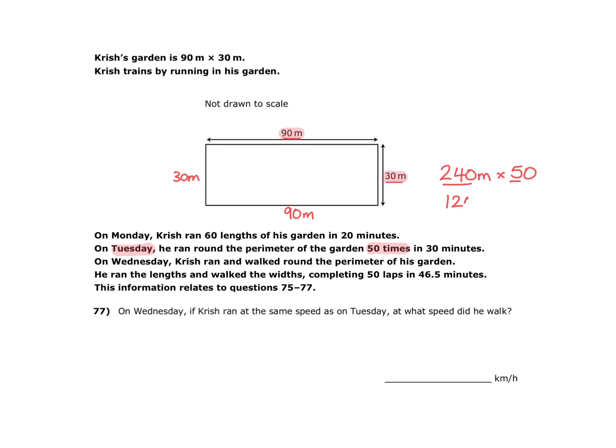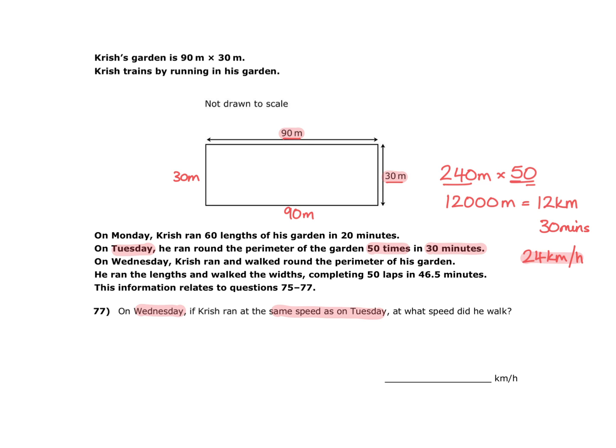That would be 1,200. So 240 times 50 is therefore 12,000. 12,000 metres is equivalent to 12 kilometres, and he did this distance in 30 minutes. 12 kilometres in 30 minutes, of course, equates to 24 kilometres per hour. On Wednesday, Krish ran at the same speed as on Tuesday, so that means he ran at 24 kilometres per hour.